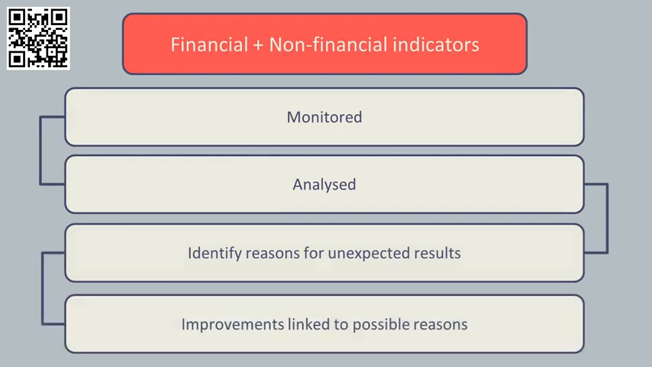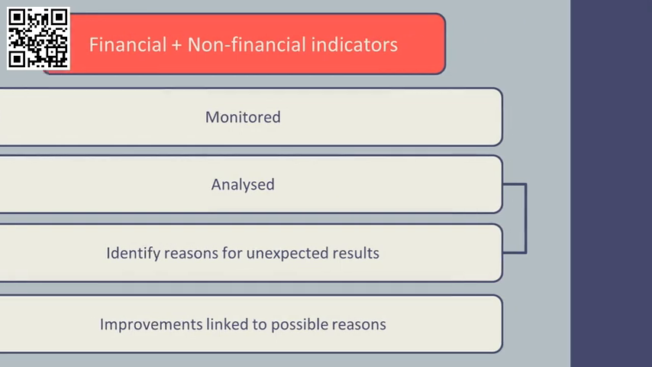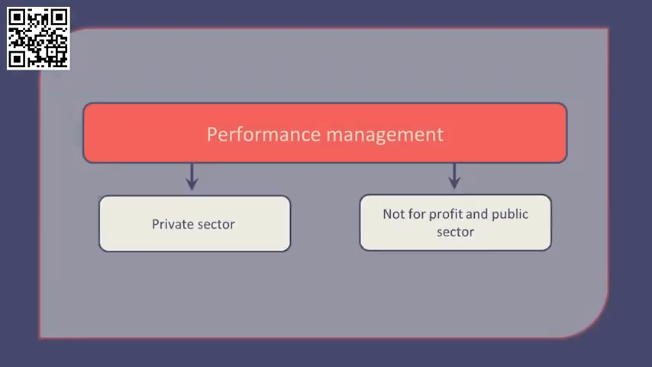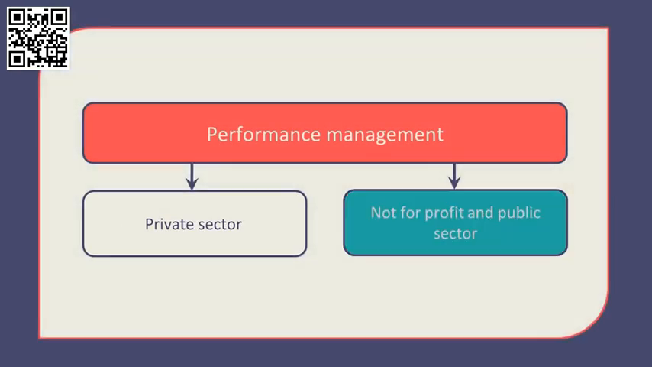Any possible improvements in performance should be linked to the possible reasons for the poor performance, e.g., hire more experienced staff or provide additional training, redesign of a website using a specialist company if necessary, or maybe increase the scheduled maintenance of the machinery. The last part of this session will focus on not-for-profit organisations and the public sector.